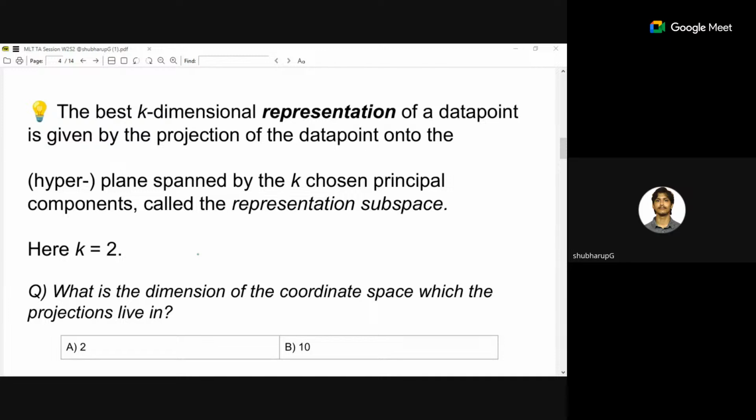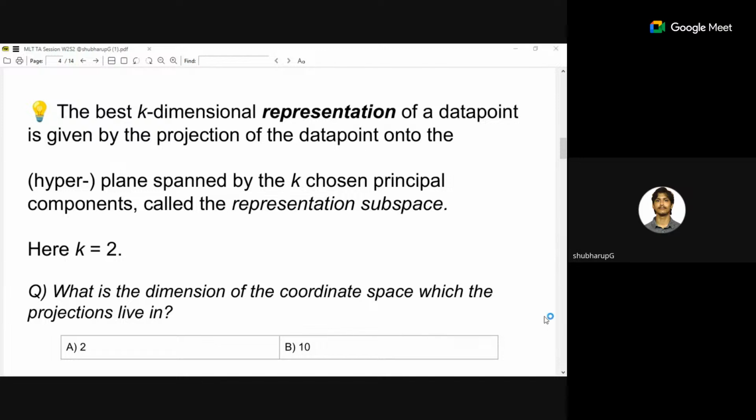They still live in the same coordinate space, although the projected data points now live in a lower dimensional subspace. They're all clustered together in a lower dimensional subspace, here a two-dimensional subspace. Okay.